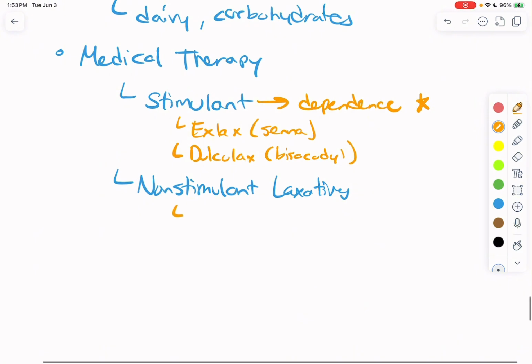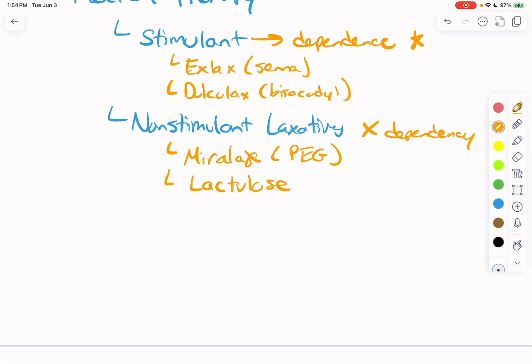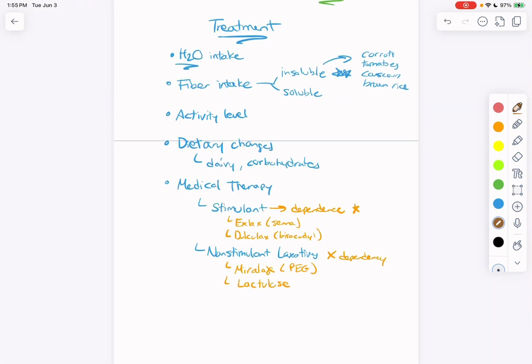On the other hand, we have Miralax as well as lactulose, otherwise known as polyethylene glycol. These are similar things that we take before colonoscopy. Adults take these before colonoscopies. And these are, again, osmotic laxatives that do not have a dependency, so no dependency issues for these non-stimulant laxatives. And they're really safe to take on a continual basis so that kids have normal bowel movements pretty much, hopefully, every day.